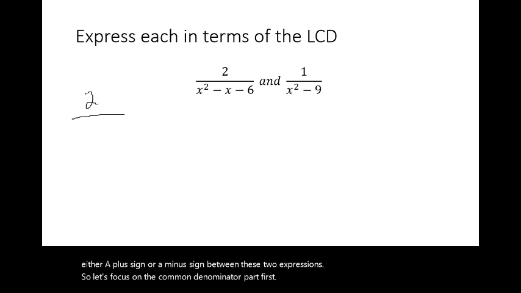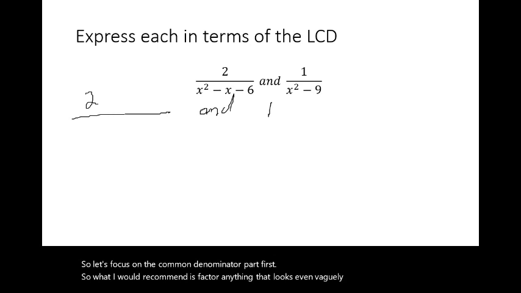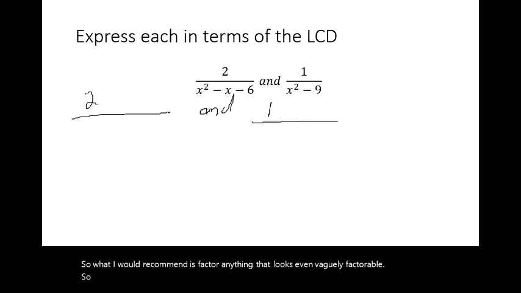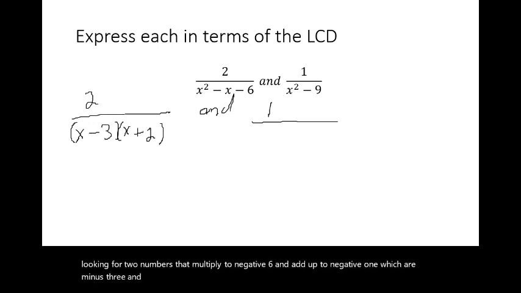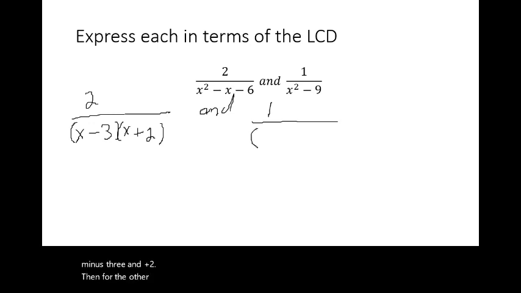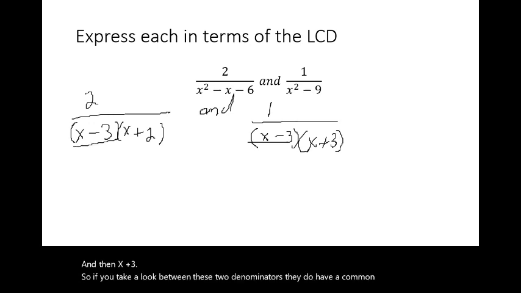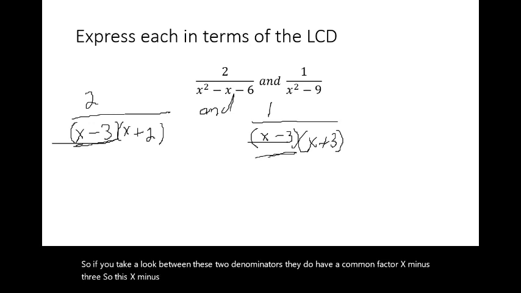So what I would recommend is factor anything that looks even vaguely factorable. So for x squared minus x minus 6, there's going to be an x here and an x here. And we're looking for two numbers that multiply to -6 and add up to -1, which are -3 and +2. Then for the other denominator, x squared minus 9, this is a difference of squares, so we have x minus 3 and x plus 3. So if you take a look between these two denominators, they do have a common factor, x minus 3.